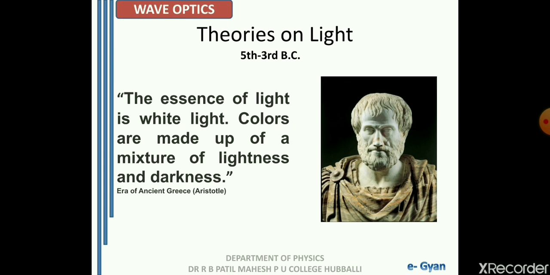For example, the color red is obtained due to the combination of a certain amount of lightness and a certain amount of darkness. If I change the amount of lightness and darkness, then the color may not be red, it may be yellow. If I still change the amount, it may be green. If I still change, it may be blue. If I still change, it may be orange. So different amounts of lightness and darkness produce colors, was the thought given by Aristotle.